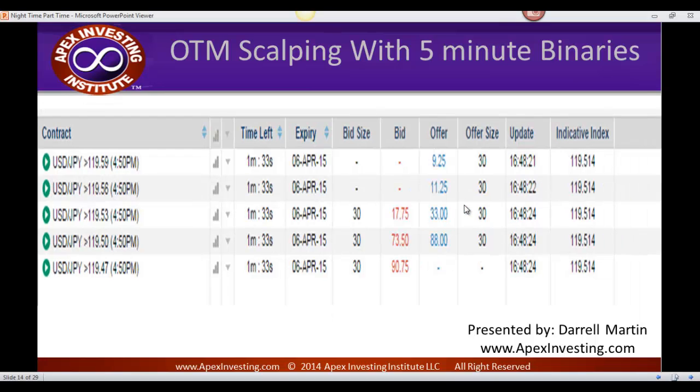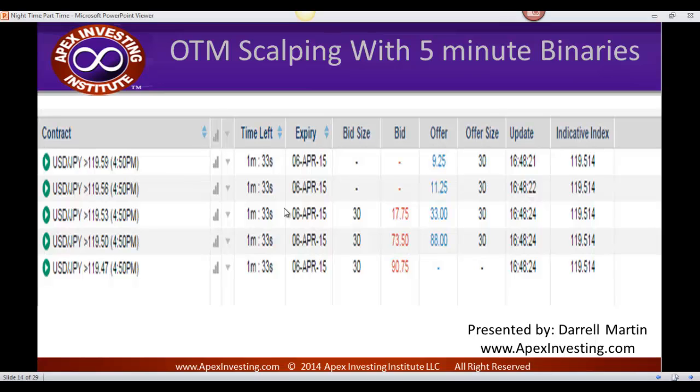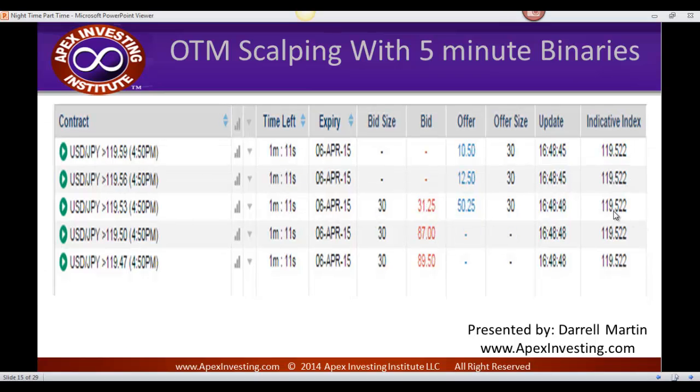Now, I've got 1 minute 33 seconds left. What did the market do? Popped up to 119.51. Now where are we at? $33. A minute and 11 seconds to go. This is only 20 seconds later. The market went up to 119.522. Now where is it at? $50. Okay? So you see that?